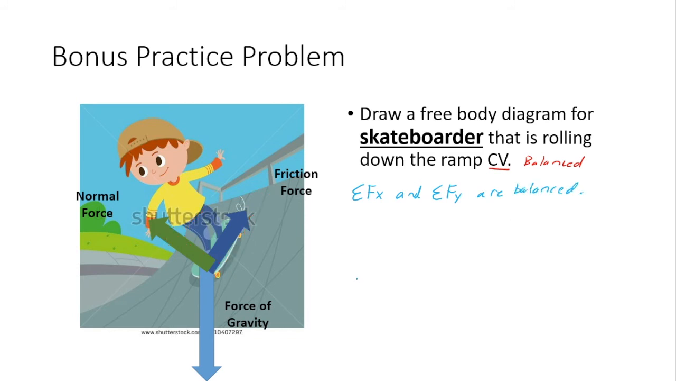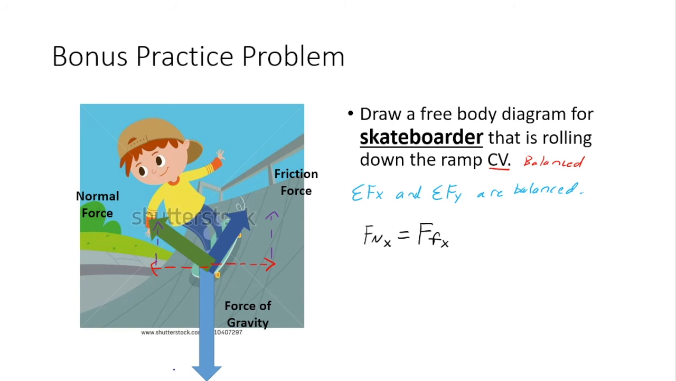So just a little sneak peek of what this would look like if I were to write my equation for my net force in the x and my net force in the y. I would have to divide these forces up into their x and y components. So the normal force, I would have an x direction that points like this, and friction force, I would have an x direction that points this way. I would also have a normal force y direction that points up, and a friction force y direction that also points up. Because my skateboarder is moving at a constant velocity, that means that my normal force in the x direction is going to be equal to my friction force in that x direction.